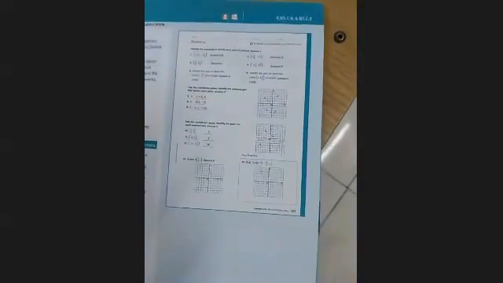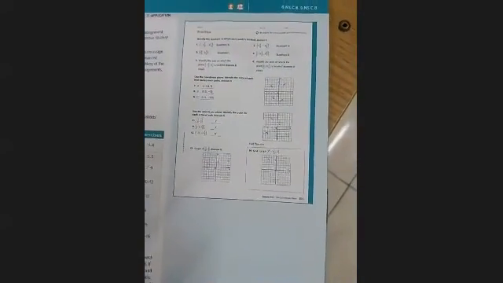So you will do the homework, guys. Page 235. Do all of the page. Okay, guys? Your homework is all of page 235.